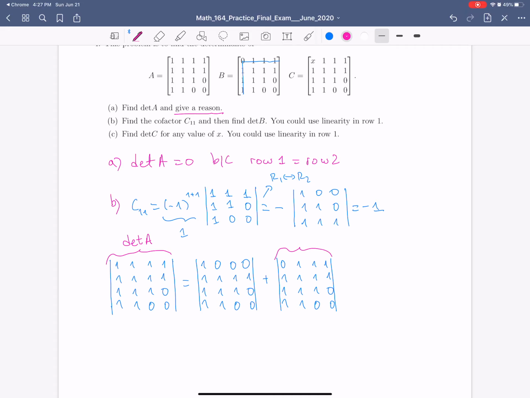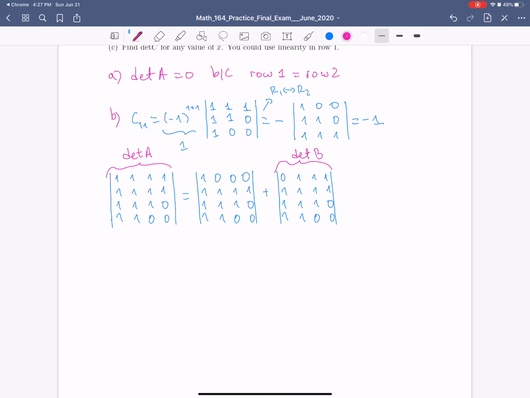This is the determinant of B. Question is, what is this other matrix, or the determinant of this other matrix? Well, let me do expansion by the first row. Expansion by the first row gives me exactly C1,1. So you see, the determinant of this matrix is exactly C1,1.